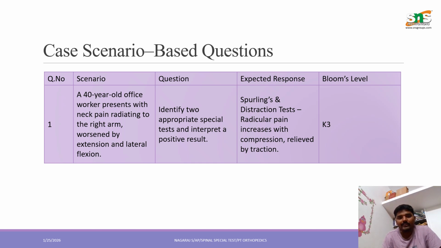Case scenario: a 40-year-old office worker presents with neck pain radiating to the right arm, worsened by extension and lateral flexion. Question: identify two appropriate special tests for this case. The answer is the Spurling and distraction tests. Radiculopathy increases with compression and is relieved by traction.